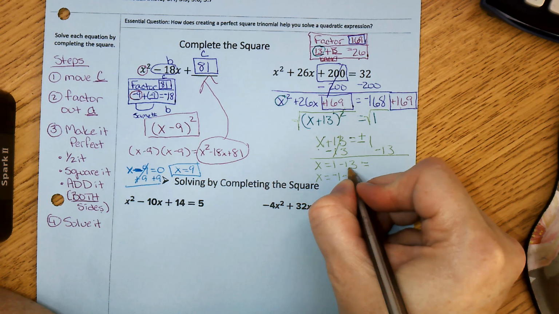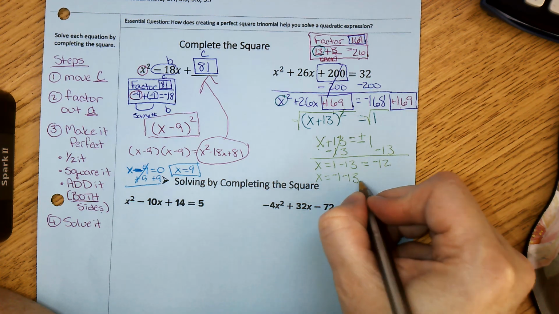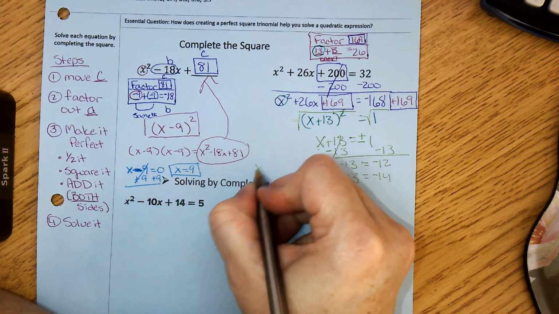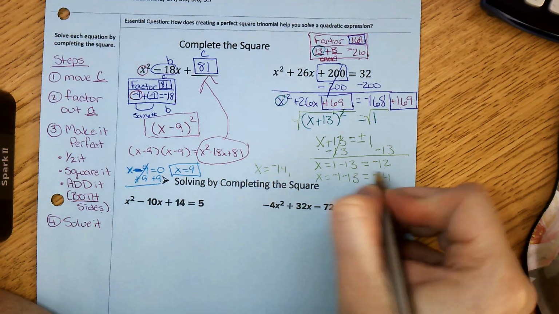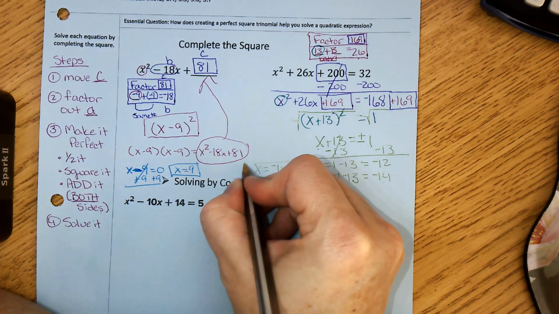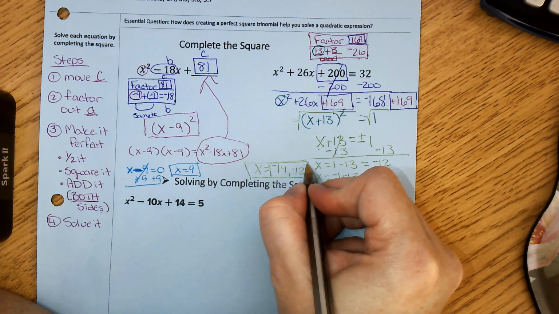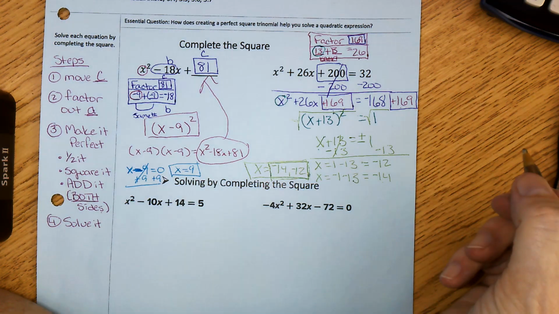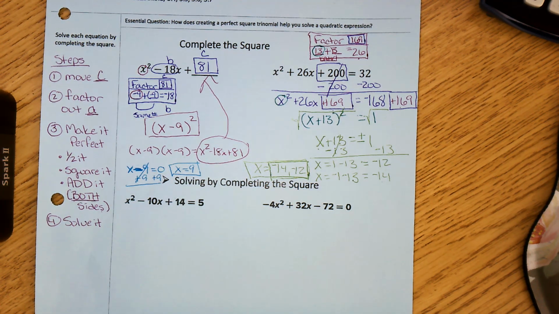So 1 minus 13 is minus 12. Negative 1 minus 13 is negative 14. And your two answers from least to greatest: negative 14 and negative 12. Now when you put this in the computer for your answer, it's only going to want the numbers least to greatest. You can leave out the x equals. All right, let's try that again.